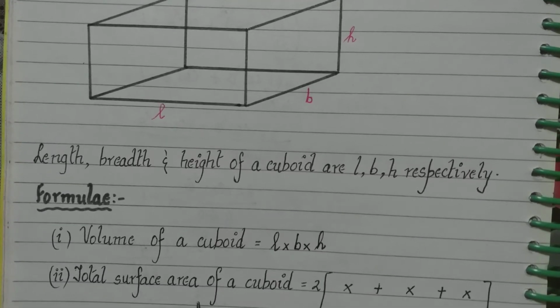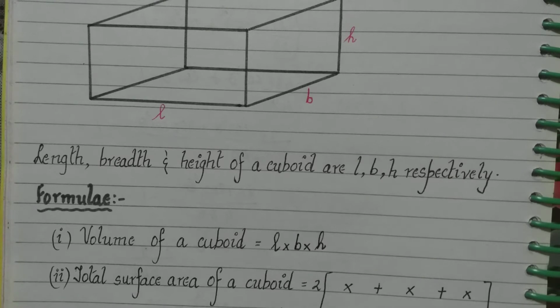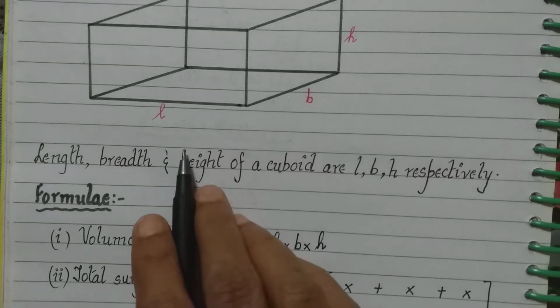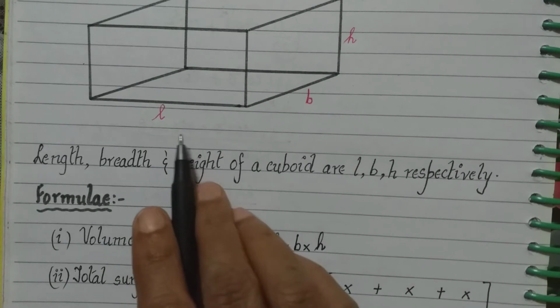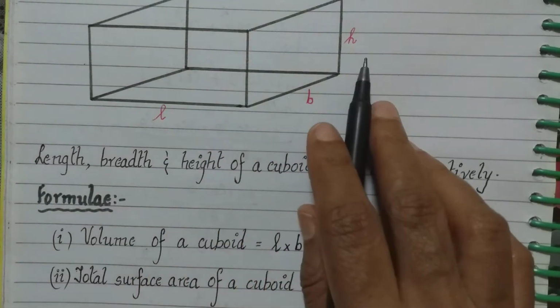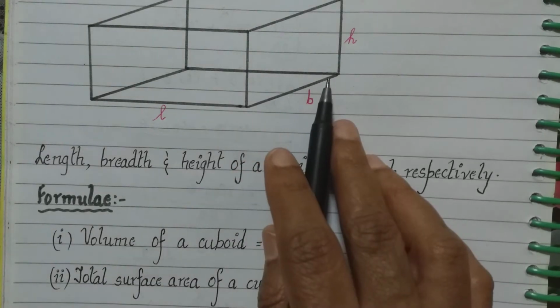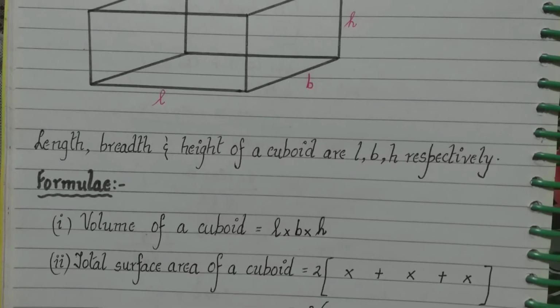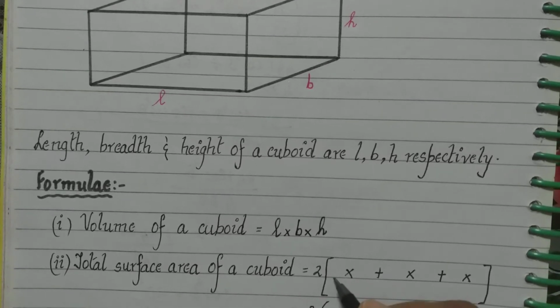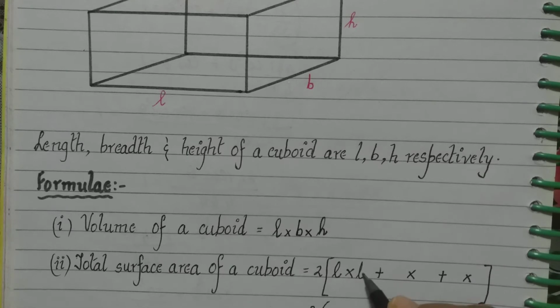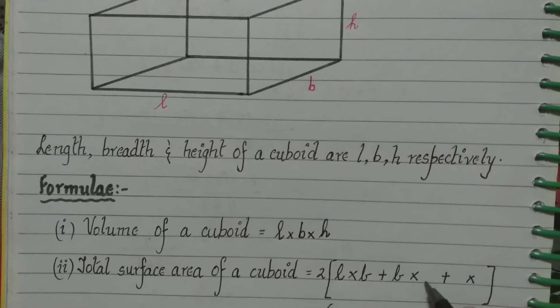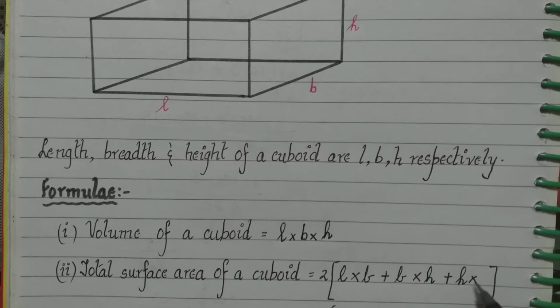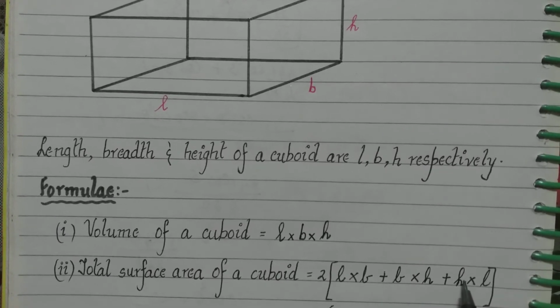Going now to the total surface area of a cuboid. Now total surface area of a cuboid is given by 2 into, now we take 2 of these at a time, that is L into B, B into H and L into H. So total surface area of a cuboid is equal to 2 into L into B, B into H and H into L. Now how did we get this?